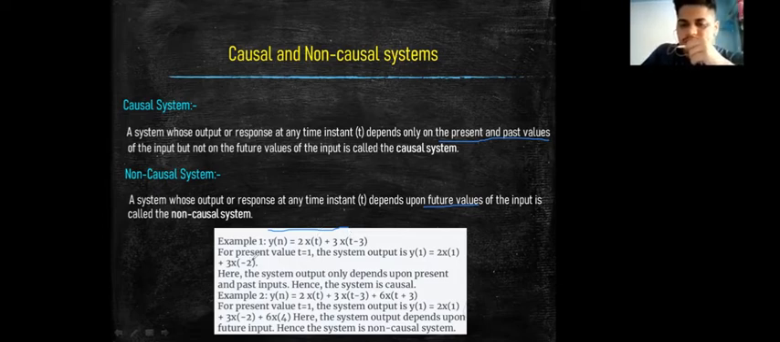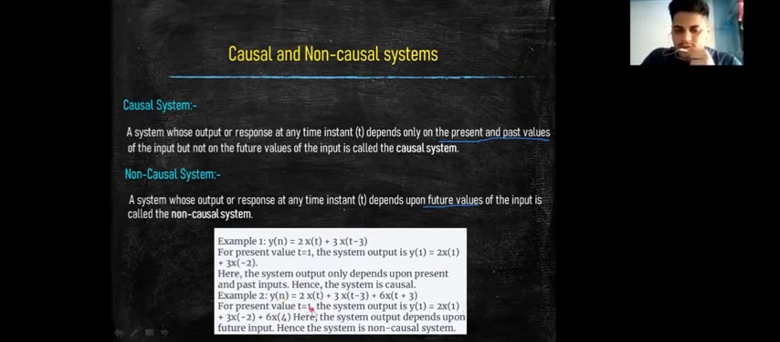So this is present and this is your past. So here the system output only depends upon present and past inputs. Hence this example is causal, or this is an example of a causal system. Then let's take a look at the second example.